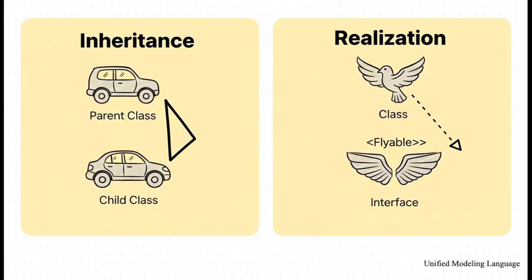The visual difference between these two is so subtle, but it's incredibly powerful. Inheritance uses a solid line to show an is-a relationship. A sports car is a car. That's a solid fact. Realization, on the other hand, uses a dotted line for a can-do relationship. A song can be playable. That little line style tells you everything. Solid for identity, dotted for capability.